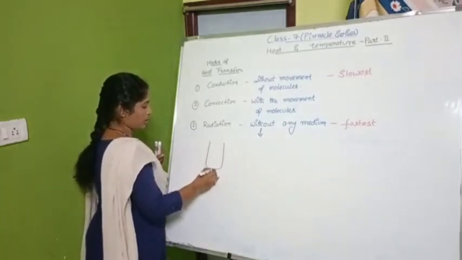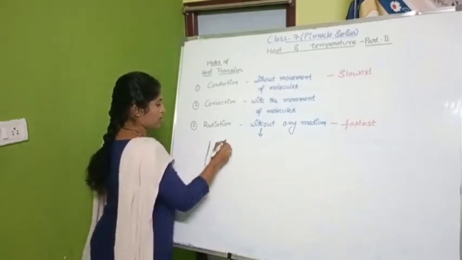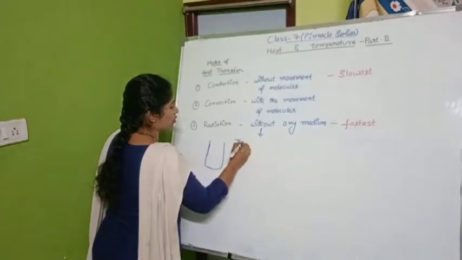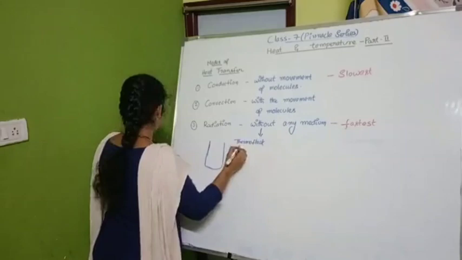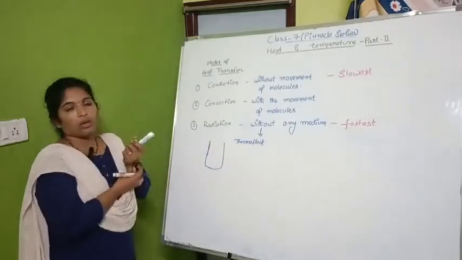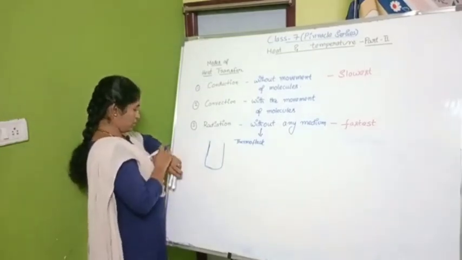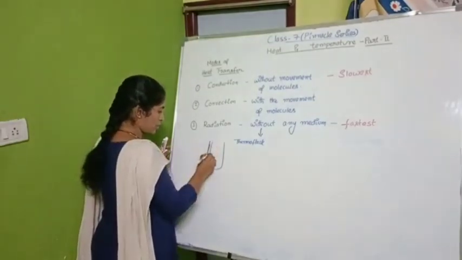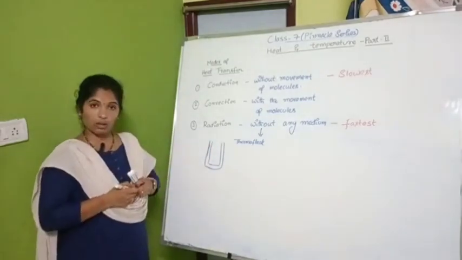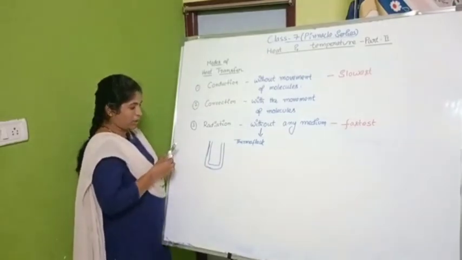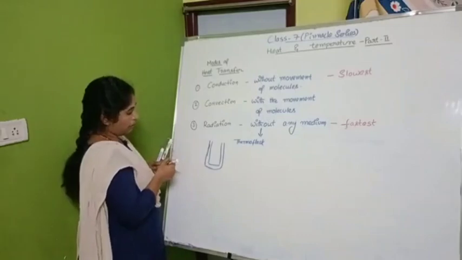If you see the thermoflask, you can see two containers. One will be the inner, the other will be the outer. Between the outer and inner wall, we will have a gap.